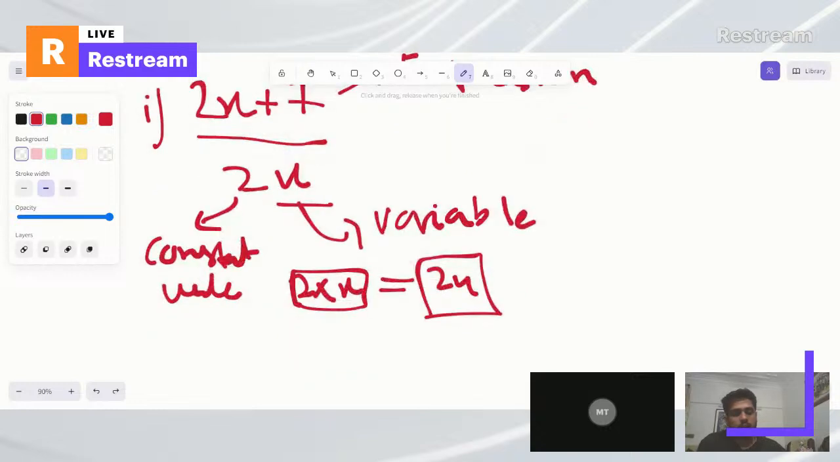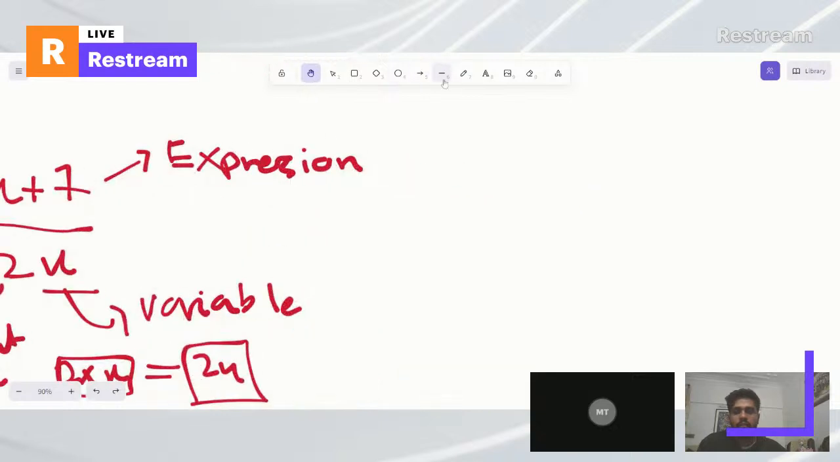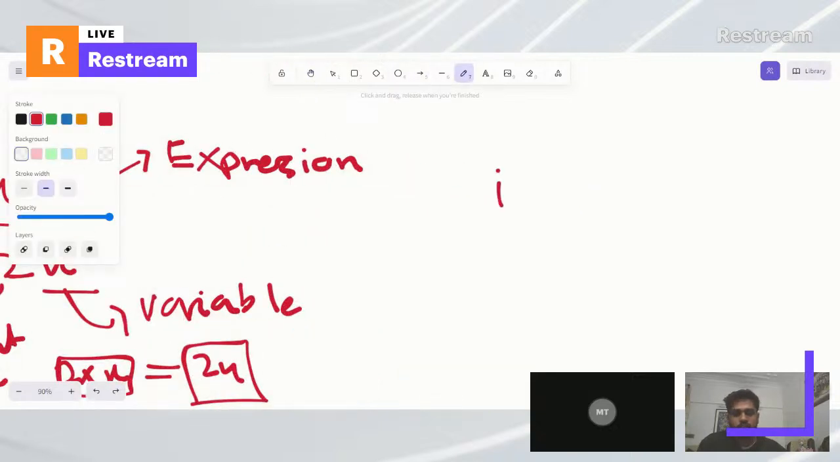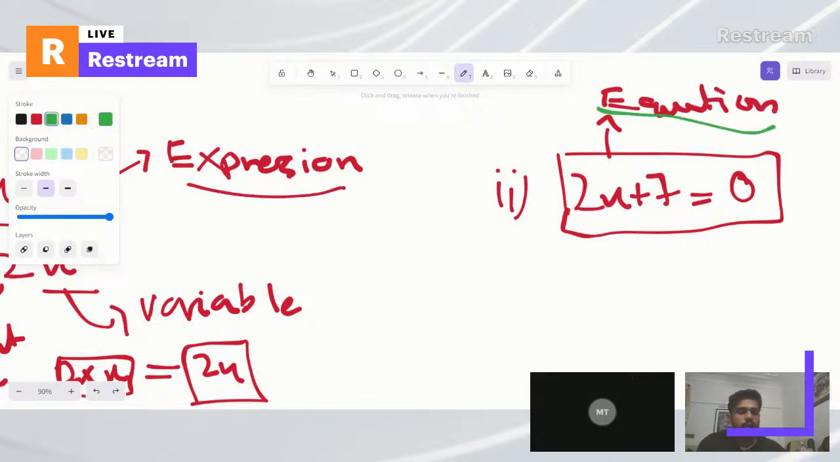Now, if I say that you can find a value of an equation, the second example is of an equation. If this is 2x plus 7, but we add equals 0, now this whole thing becomes an equation, right? That's how you differentiate between an expression and an equation.